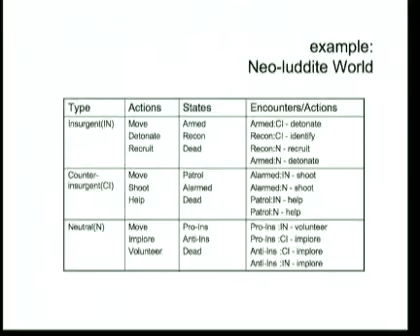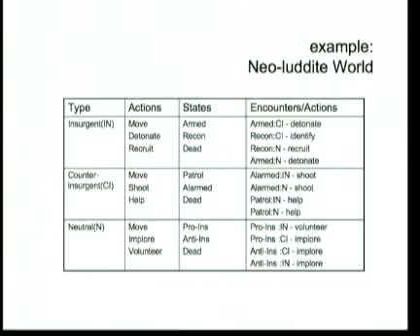And recall that, because it's a 3D environment, there's also a location variable associated with them that identifies where they are, so that proximity and local neighborhood effects can be computed. In terms of encounters and actions, if an insurgent is armed and it encounters a counterinsurgent, it detonates. If it's in recon and encounters a counterinsurgent, it identifies the counterinsurgent. If it's in recon and encounters a neutral, it recruits the neutral to become a terrorist with some probability. And if it's armed and encounters a neutral, it detonates.